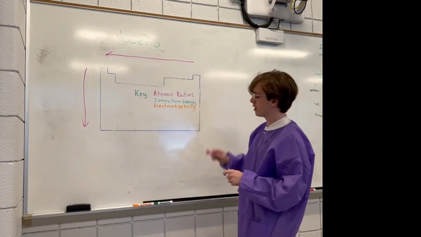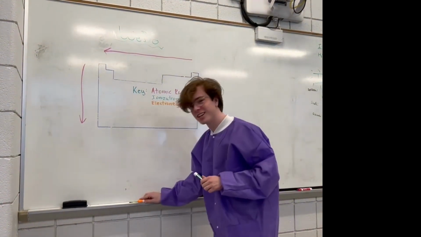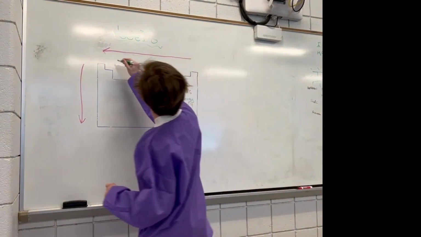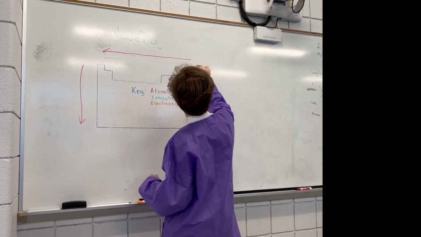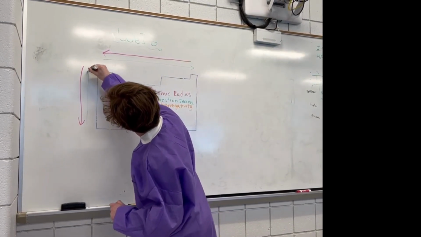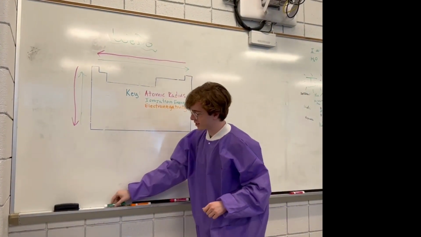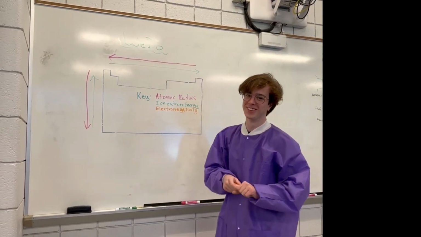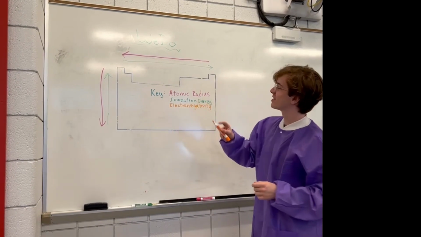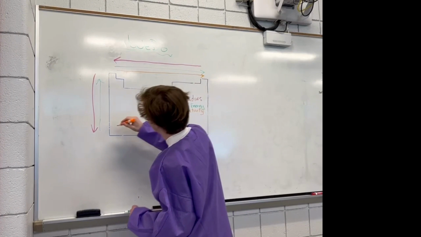Now, ionization energy. Do you all remember which directions the ionization energy increases in? That's right. It's the opposite of atomic radius. It increases across a period. And it increases up a group. Now, electronegativity. This is the kicker. You all remember which way electronegativity goes? That's right. It's the same as ionization energy. It increases across a period and up a group.